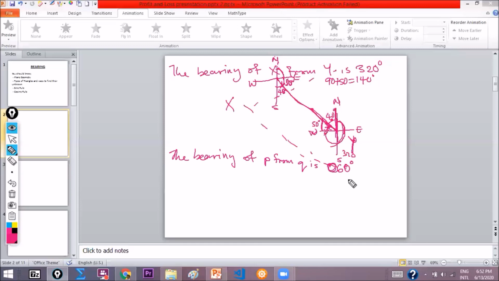Then the question asks, what is the bearing of Q from P? You know what I first of all did with you? We resolved the angles, then before we answered this particular question. So try to do this and let me know the answer.